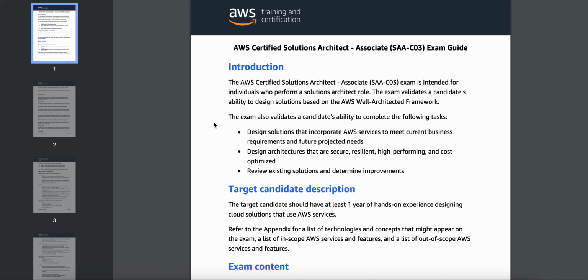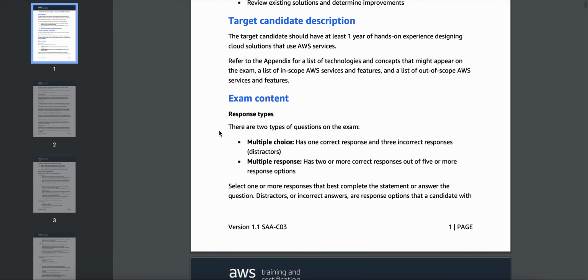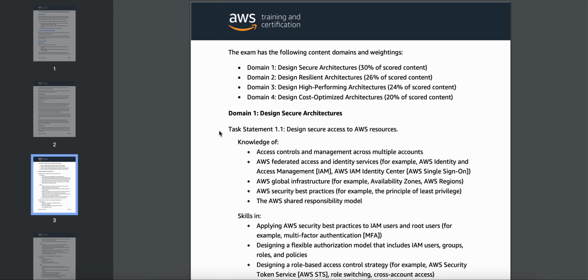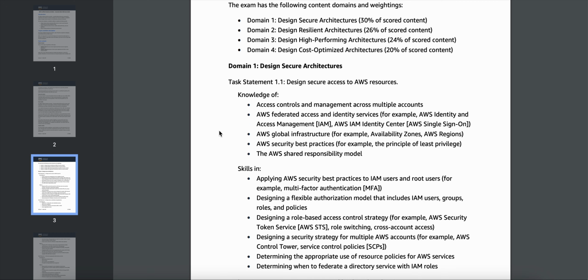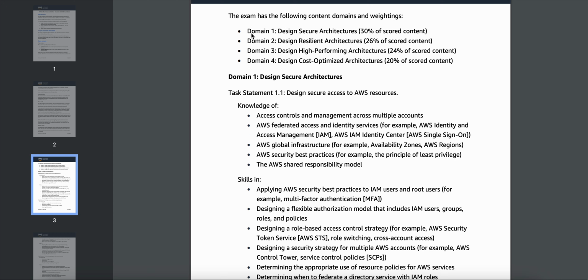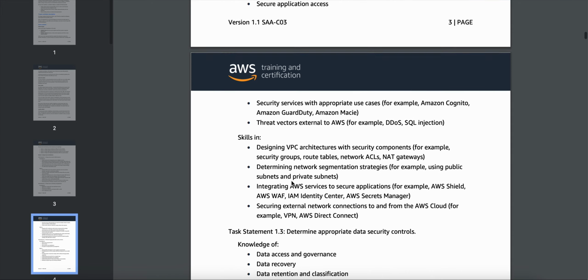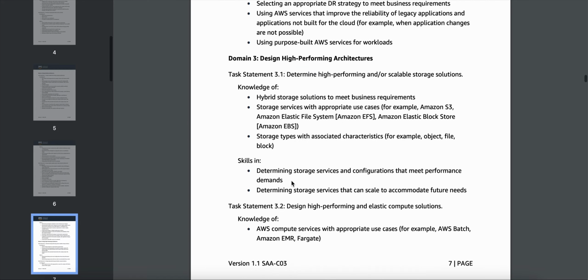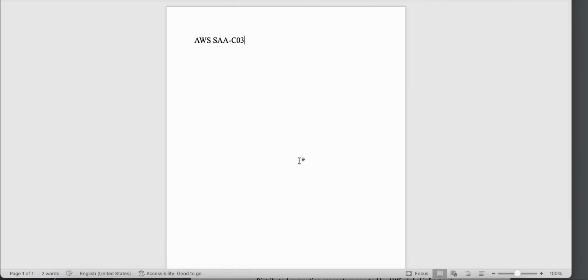So yeah, without wasting time, this is basically the exam. These are the domains that the exam has. There are four domains, and their topics are mentioned. You can refer to this later. I will share it in the description. Now coming to the exam questions that I remember.